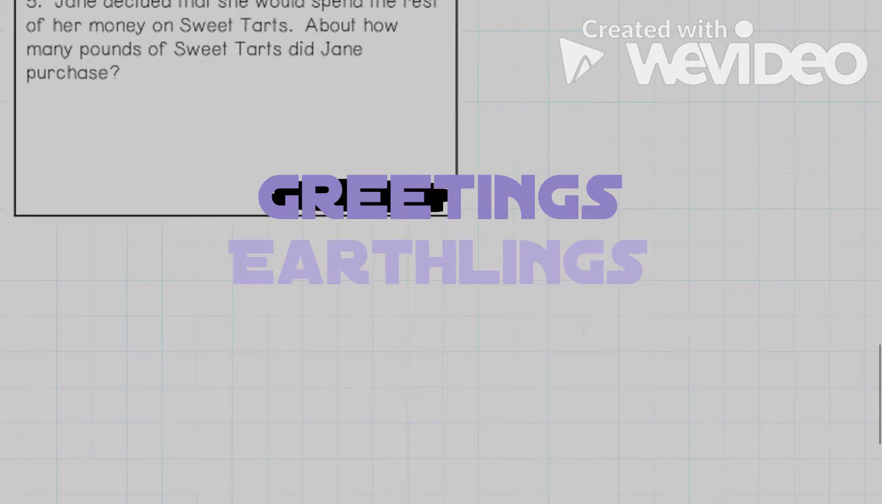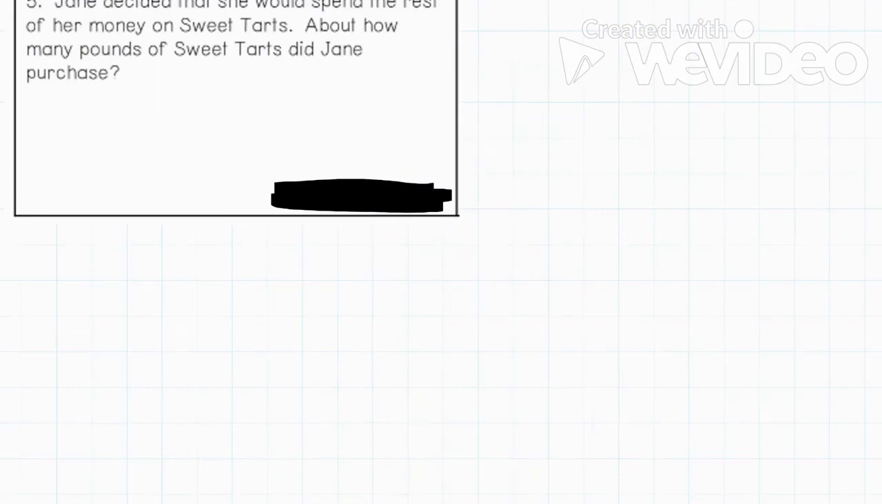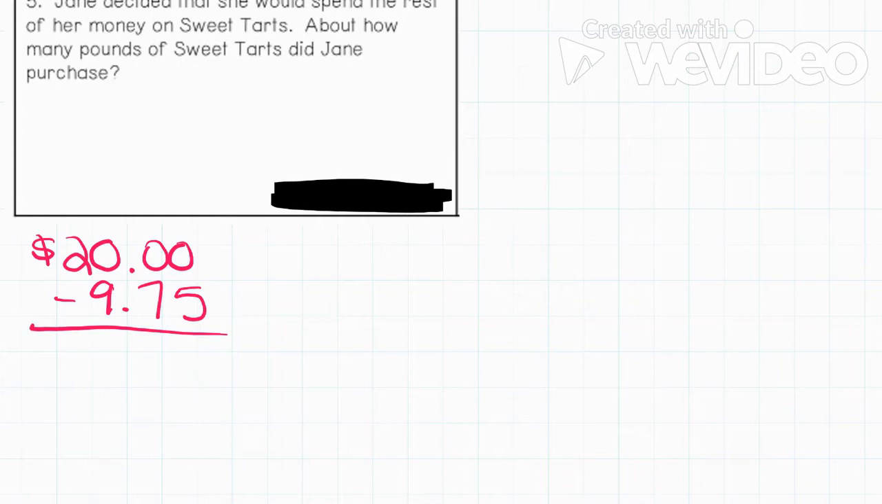So in this problem that I'm looking at on the dividing by a decimal worksheet, it's number 5, we need to write down some important information. First, we need to know that Jane got $20 for her allowance. Then we also need to know that she spent $9.75 on Jolly Ranchers from problem 4. We also need to know that sweet tarts cost $2.80 per pound. Okay, so let's get into the problem.